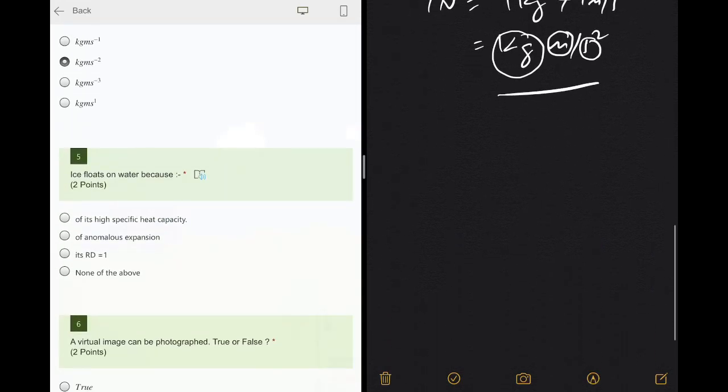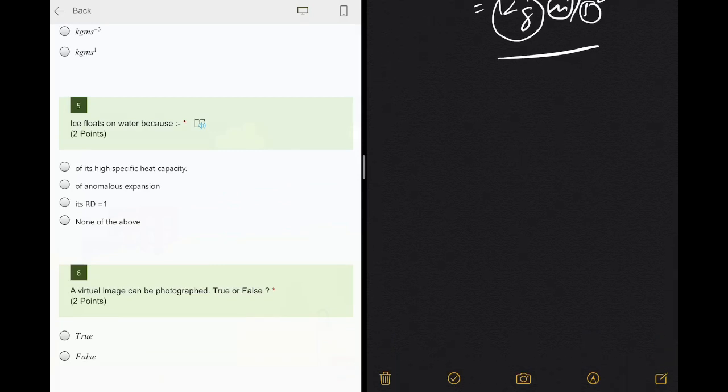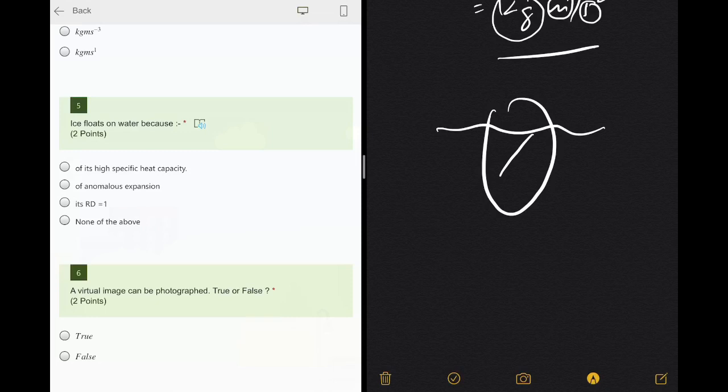Now we have ice floats on water. So the reason why ice floats on water, so you know that when ice is immersed in water, more than 97% of it is below the surface of water. The reason why ice floats on water is because for equal masses, the volume of ice is more, which means the density of ice is less than the density of water. So when 1 kg of water freezes into ice, it expands. Therefore, ice has less density than water. So the reason why ice has less density than water is because of anomalous expansion.